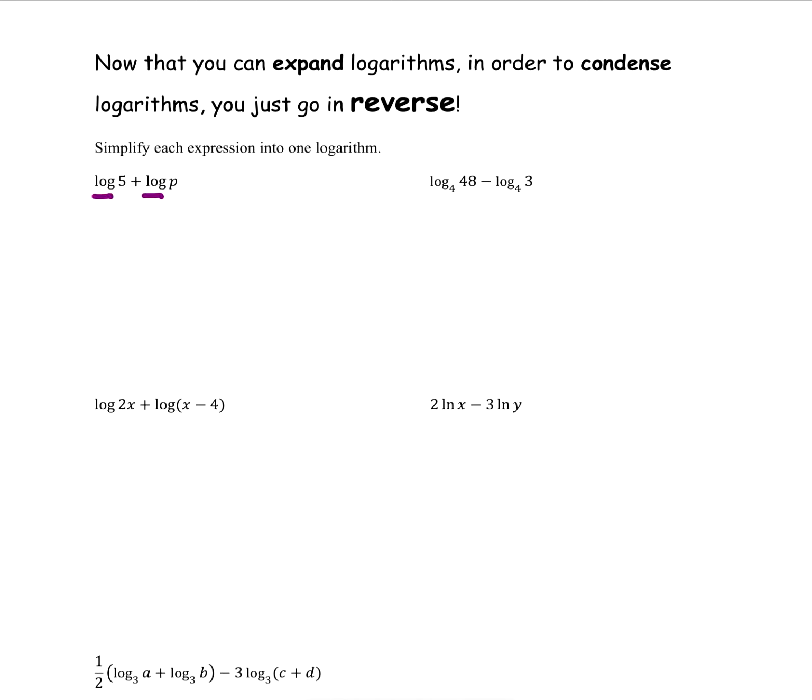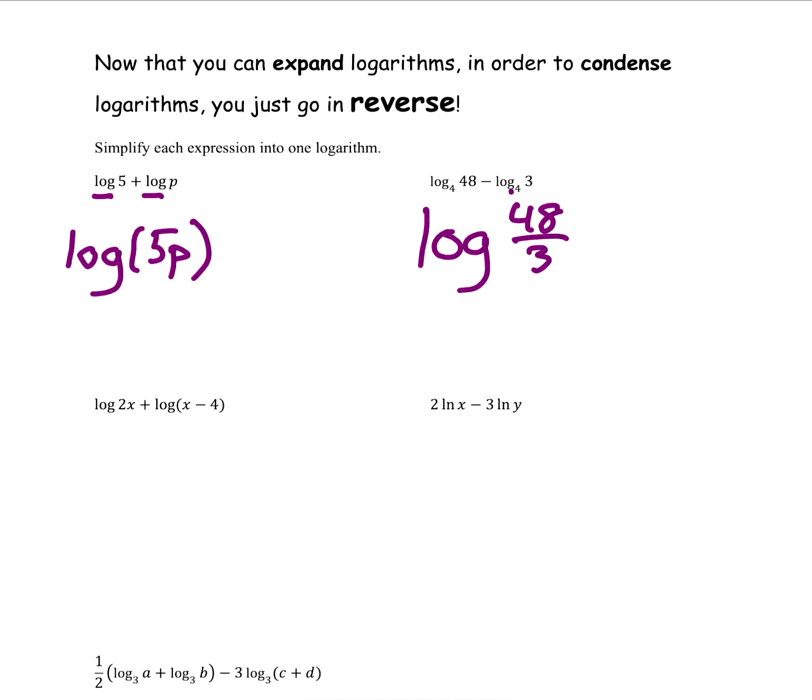So if we have 2 logarithms with the same base and we're adding them, we can multiply their arguments. So that would be log of 5p. And that's condensed into, we're taking 2 logarithms and condensing them into 1 logarithm. The second one, we are subtracting 2 logarithms with the same base. So when we do that, we can divide their arguments. Don't forget the base 4 on that.